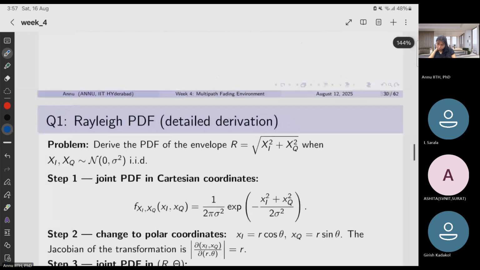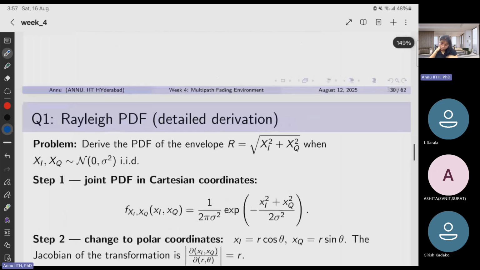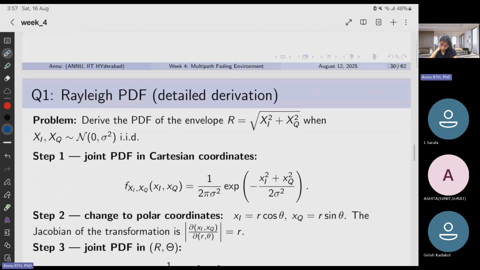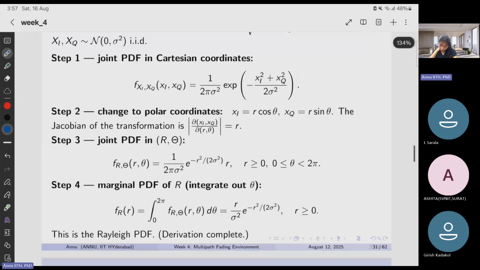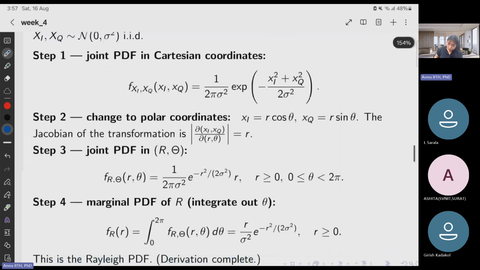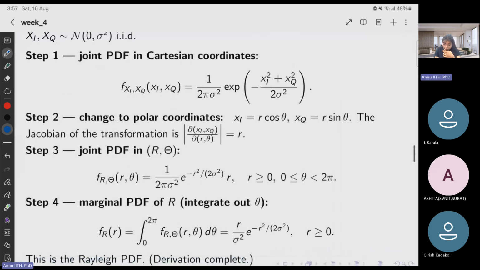Question one. There's one question: derive the PDF of the envelope. So how will you derive? These are the steps which I have listed out. Joint PDF in Cartesian coordinates.